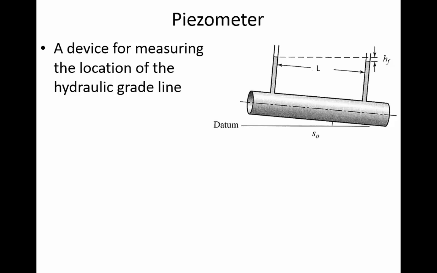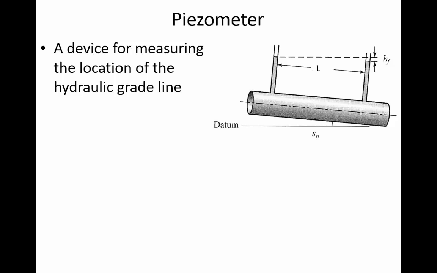There's actually an energy loss denoted HF, which means energy loss due to pipe friction. That's why the water level is a little bit lower at the downstream piezometer: because of pipe friction. It's due to the resistance imparted from the pipe to the flow as the flow is moving towards the right. So any questions so far about what we see here?